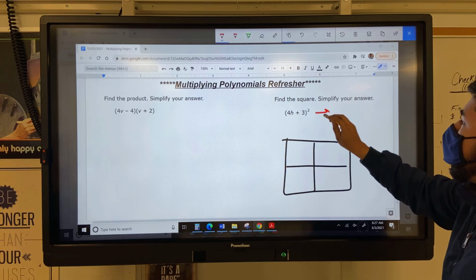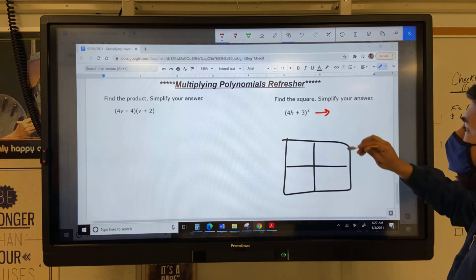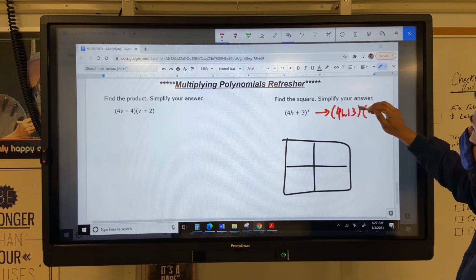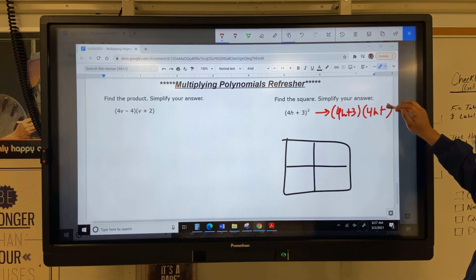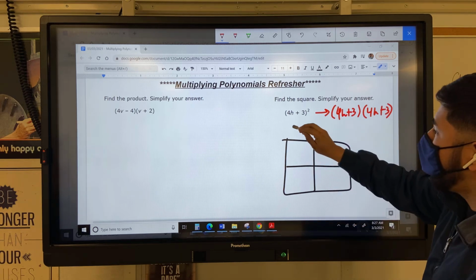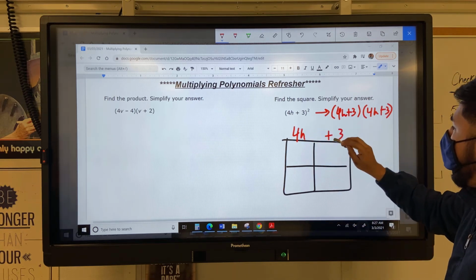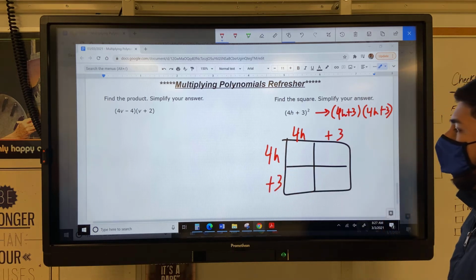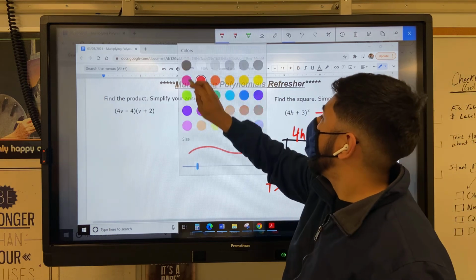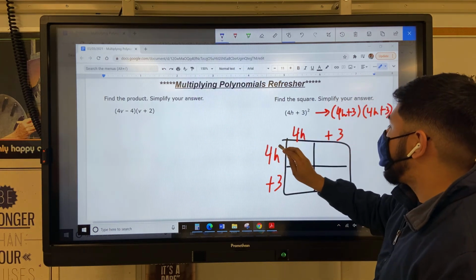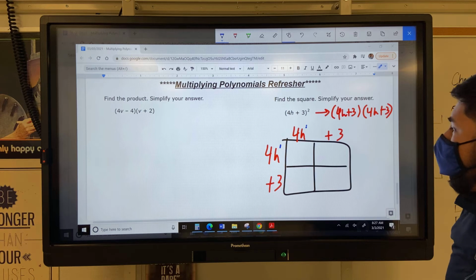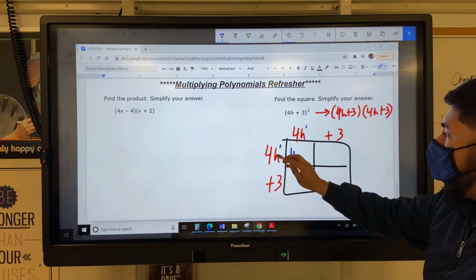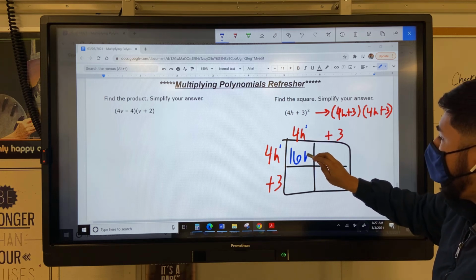Don't forget I said that this means a square, that it's itself repeated twice. So 4h plus 3, 4h plus 3. And then we go at it. 4h plus 3, 4h plus 3. And we go for it. Imaginary 1, imaginary 1. 4 times 4, 16. h1 plus h1, h squared.